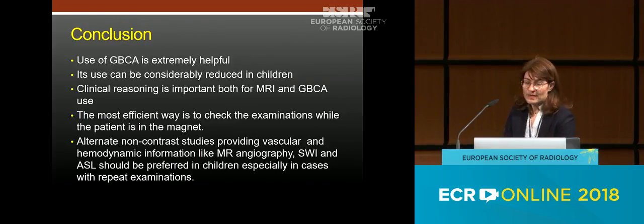So to conclude, I think still the use of gadolinium-based contrast agents in neuroimaging is inevitable, and we get a lot from that. But its use can be considerably reduced in children. And the clinical reasoning is important for both MRA and gadolinium use. The most efficient way, I think, to reduce the use of these agents is to check the examinations while the patient is being scanned. I know it's hard in busy departments, but I think that is the best way.